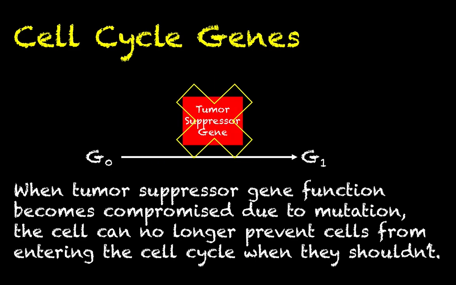And then with tumor suppressor genes, you'll recall that these are the ones that prevent the cell from going through the cell cycle. When their function becomes compromised due to mutation, it's usually because they lose function. These are called loss of function mutations. Their function, because of the mutation, is totally lost, meaning that they are not able to stop the cell from going through the cell cycle in cases when they shouldn't.